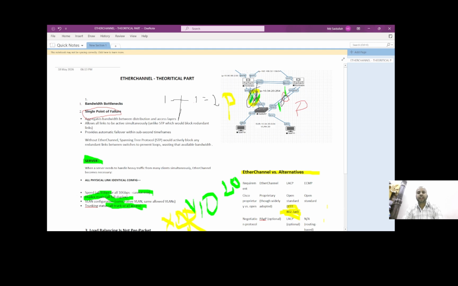This is a bundle. Bundle means what? EtherChannel means it creates the bundle that's denoted by P when you see it in a configuration. I already elaborated on it in another video. Bandwidth bottlenecks means if one physical port is 1 gig and another physical port is 1 gig, then it will be a 2 gig port, and it works as redundant. It means if one physical link is down, then another physical link is working, and our business is not hampered. Similarly, single point of failure.